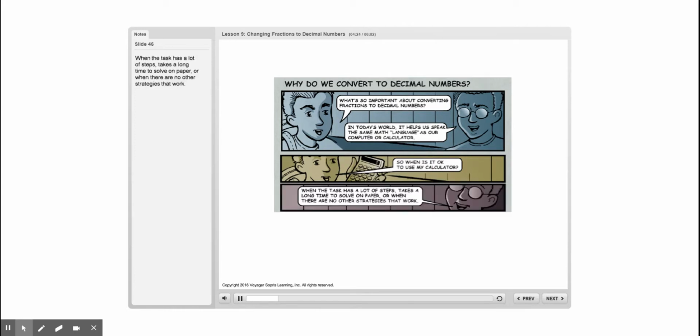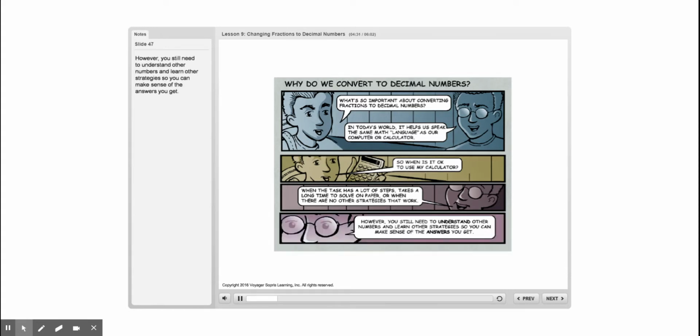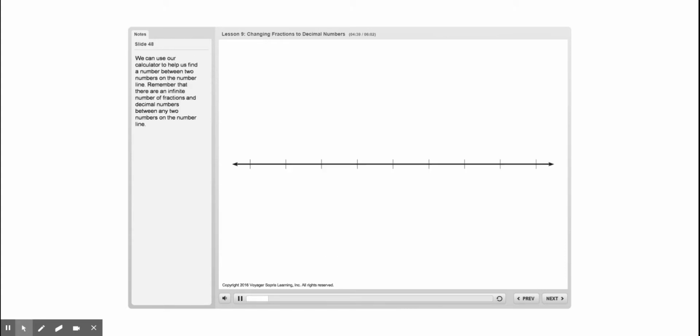When the task has a lot of steps, takes a long time to solve on paper, or when there are no other strategies that work. However, you still need to understand other numbers and learn other strategies so you can make sense of the answers you get. We can use our calculator to help us find a number between two numbers on the number line. Remember that there are an infinite number of fractions and decimal numbers between any two numbers on the number line.